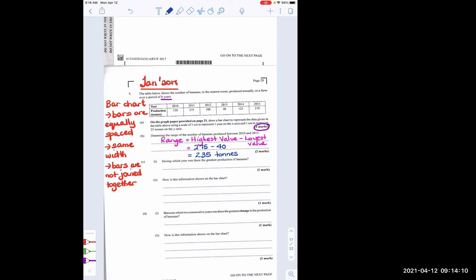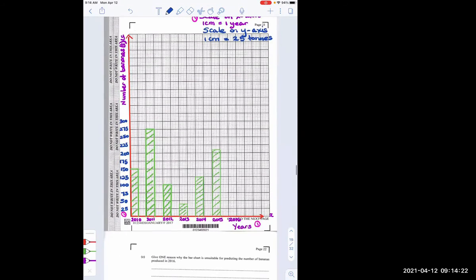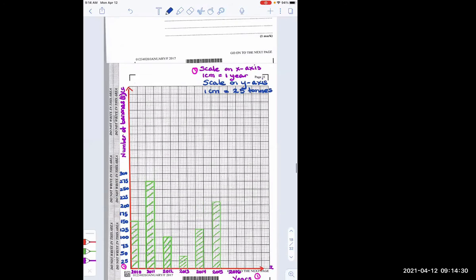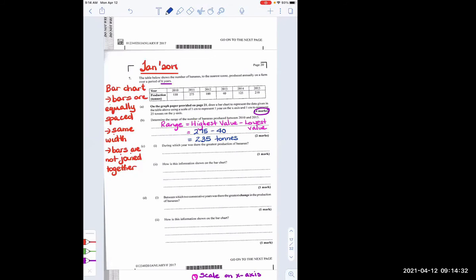Any questions so far? No, Miss. All right. During which year was there the greatest production of bananas? So we go into the bar graph. Which year had the tallest bar? 2011. So the answer here, 2011.